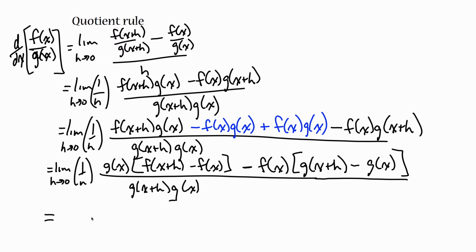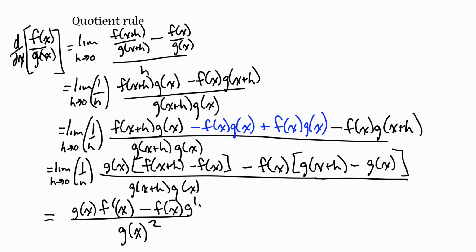So now as we take all those limits, on the bottom, as h goes to 0, g at x plus h just becomes g at x, so on the bottom we've got g of x squared. And on top, the limit as h goes to 0 of g of x is just g of x. And the limit as h goes to 0 of 1 over h times this f term is f prime at x. Over here, the limit of f at x is still f at x, and all this stuff in the bracket collapses to g prime at x. And there we have the quotient rule.